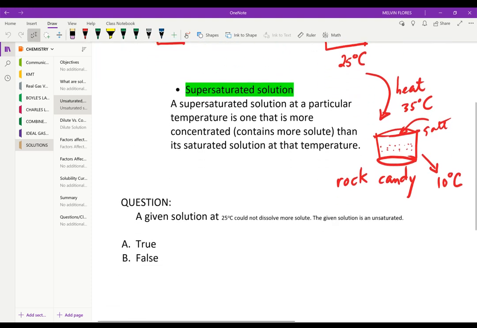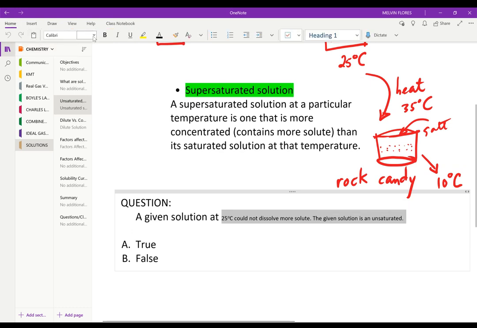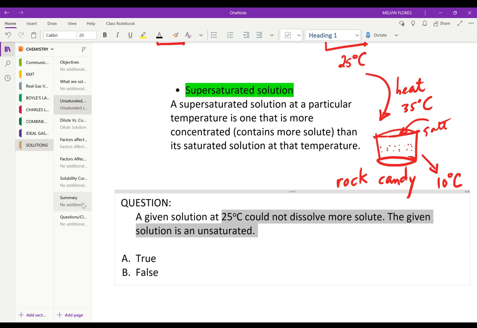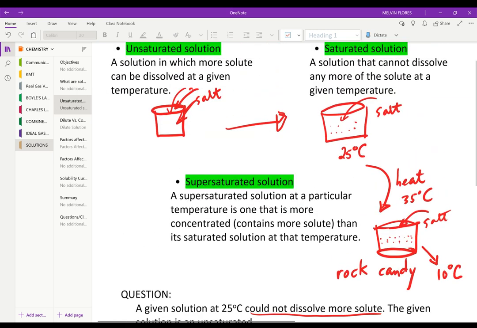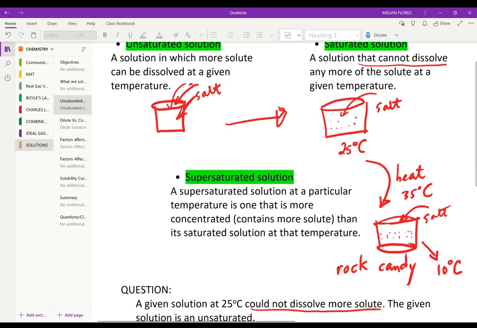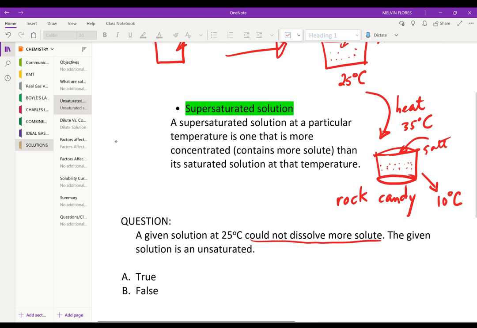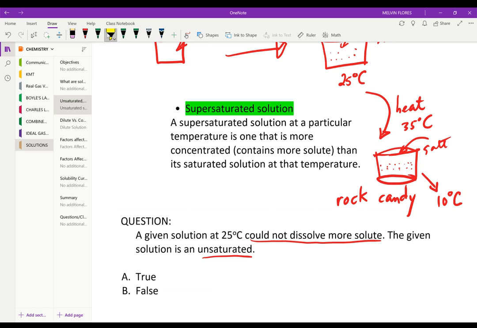Okay, I have here a question for you. A given solution at 25 degrees Celsius could not dissolve more solute. The given solution is unsaturated. Is this true or false? It says here, could not dissolve more solute. So when you look at our definitions on the very top right here, it says a solution that cannot dissolve any more solute is saturated. So the given solution, it says here, is unsaturated, which means this is false.